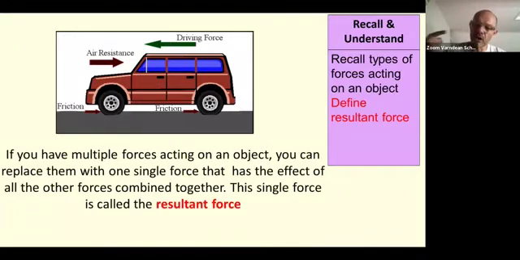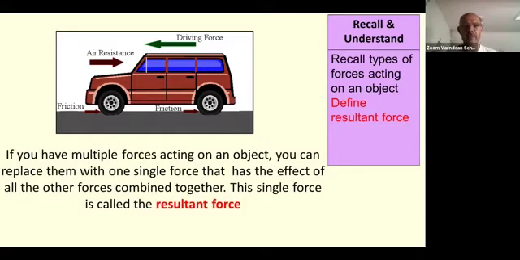So if the car is going forwards to the left of my screen, that means air resistance is going to be trying to slow it down. And we all know that, because if you put your hand out of the window of a car, and safety note, don't stick your hand out of the windows of cars, that can be very dangerous. But if you've done it in the past, you can feel the air pushing against your hand.